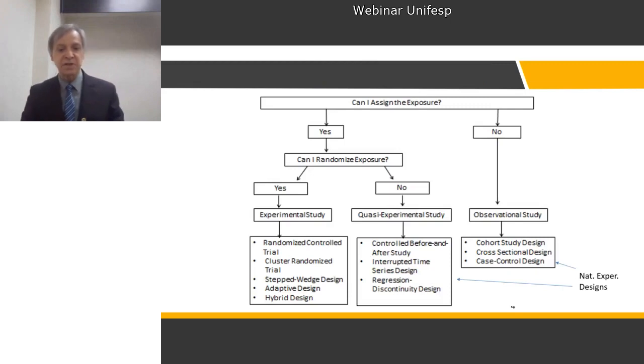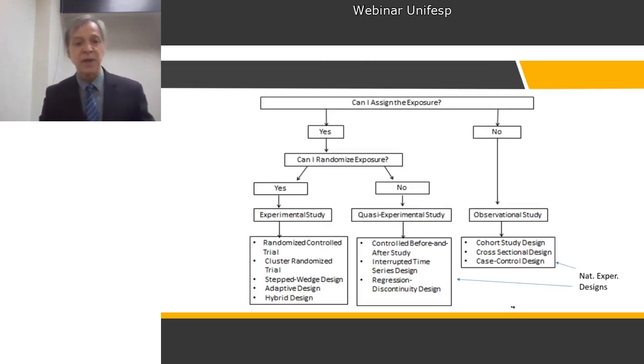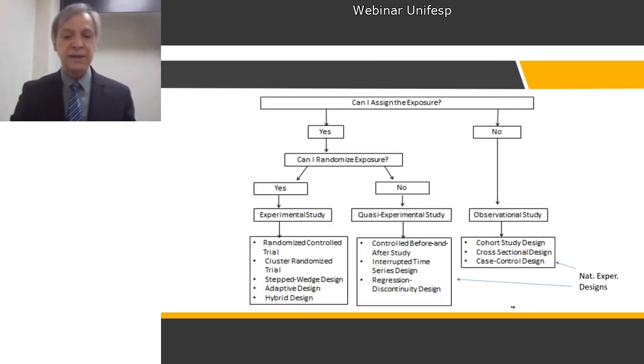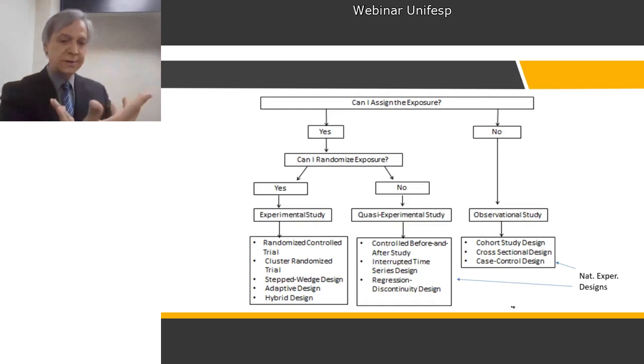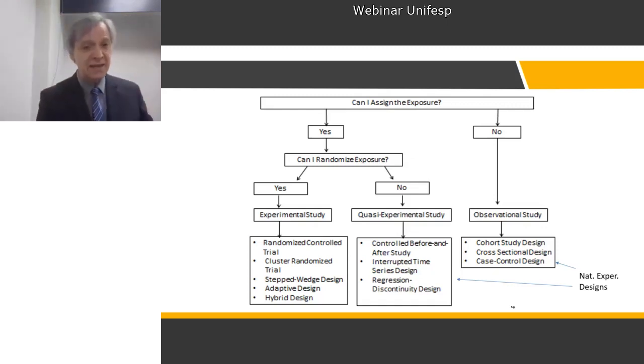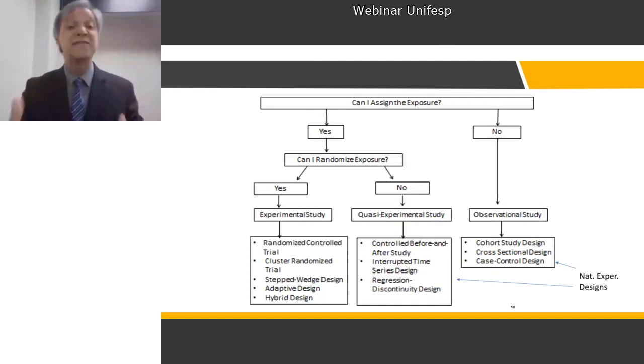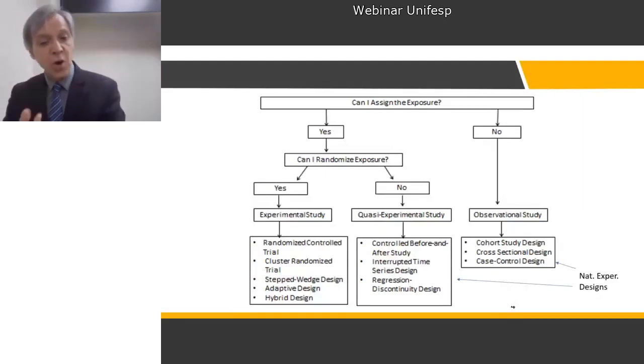So let's see this tree, a decision tree, and whether we have what it takes to do a study. And you can see on the left hand, on my left hand, which, if you're there looking at me, will be your right hand. You're going to see, yes, I can assign exposure. I can assign an intervention. Exposure here is a corollary for intervention or treatment. I can assign the treatment. I can assign the intervention. Okay, that's a yes. Or I cannot assign, that's a no.